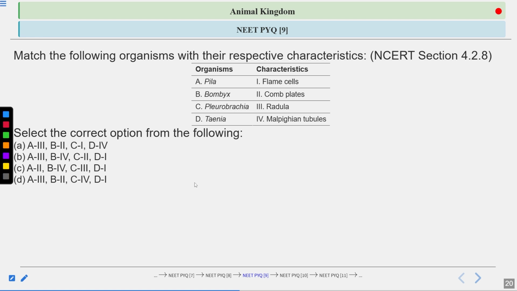So select the correct options from the following. So we are having the 4 different options after the matching. So you can match column 1 with column 2, or the organism with their characteristic, and then you can opt the correct option in the given time. Okay, let us move to the answer part of this question and let us see which option is correct.